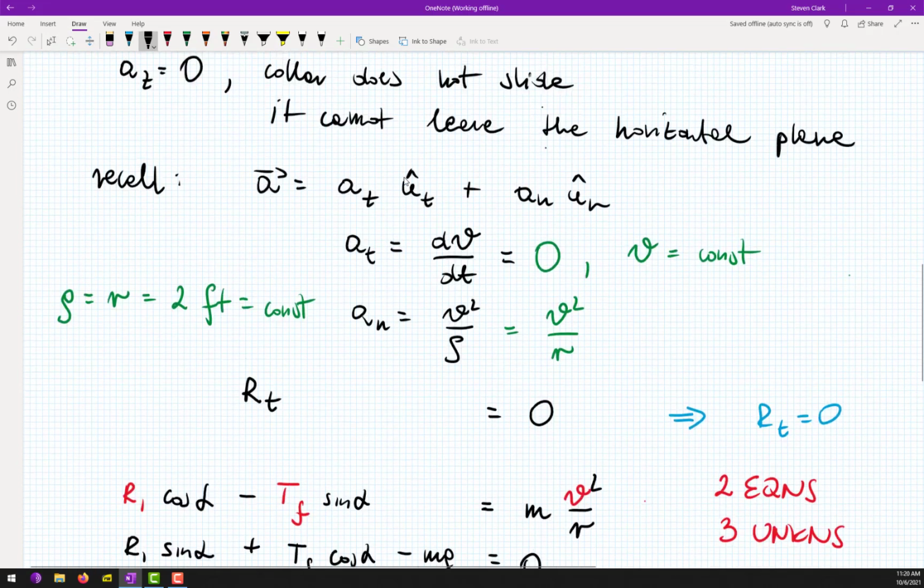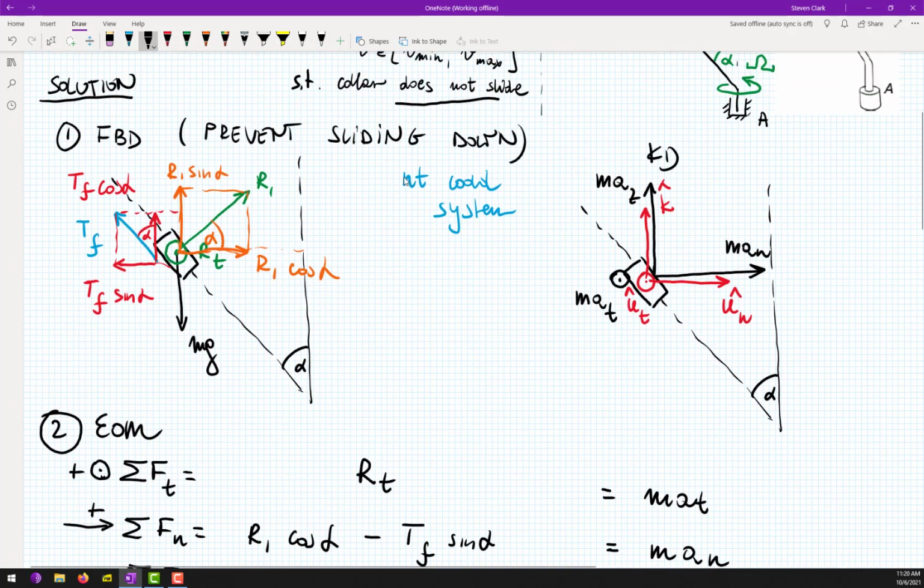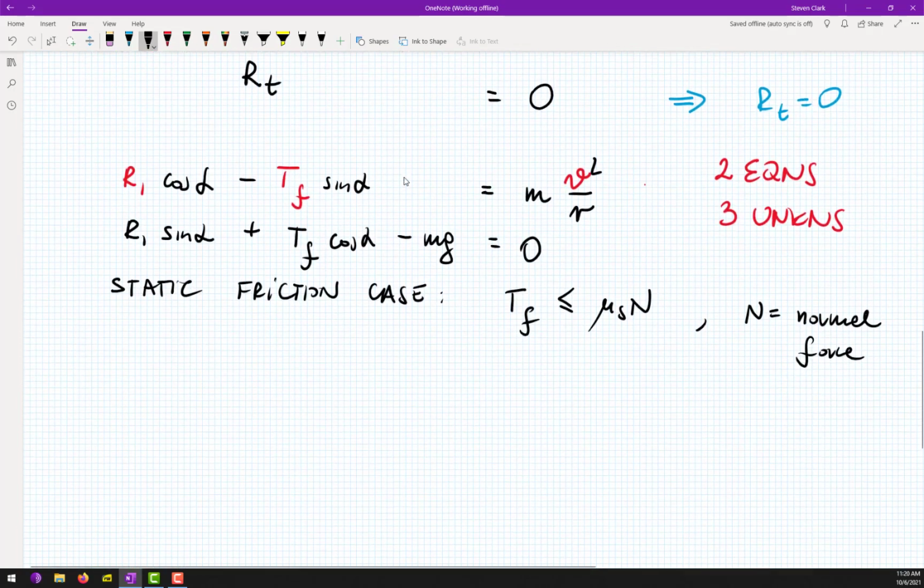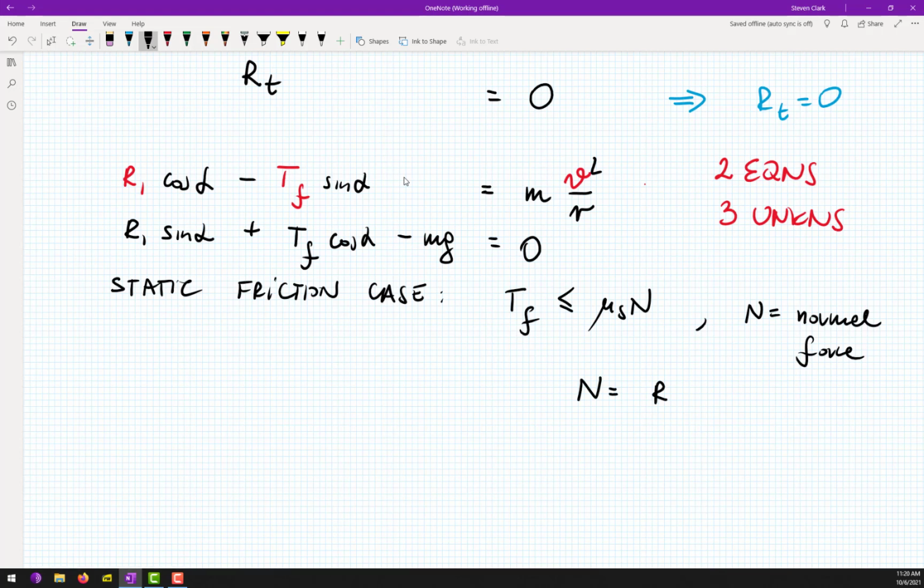And our normal force has 2 components, yes? R1 and RT. So our N is the square root of R1 squared plus RT squared, yeah? However, look at the top of that board right now. RT is 0. So our N will be exactly equal to R1. Great. This is the first thing.